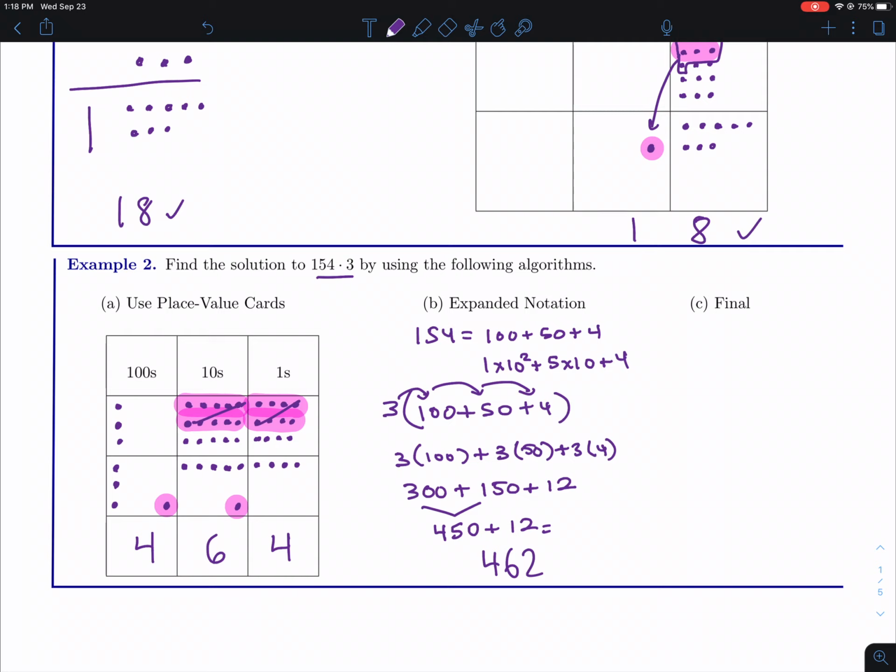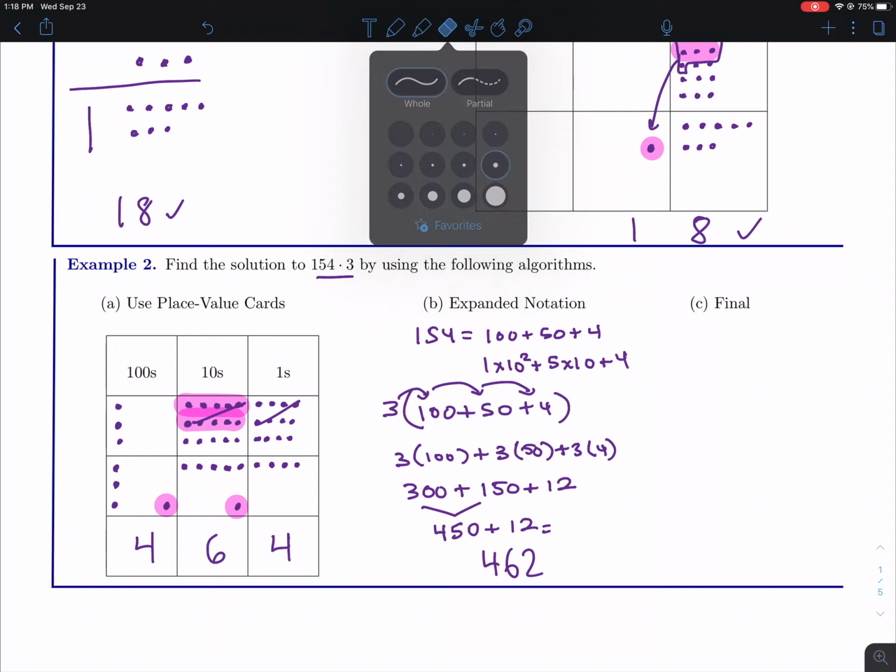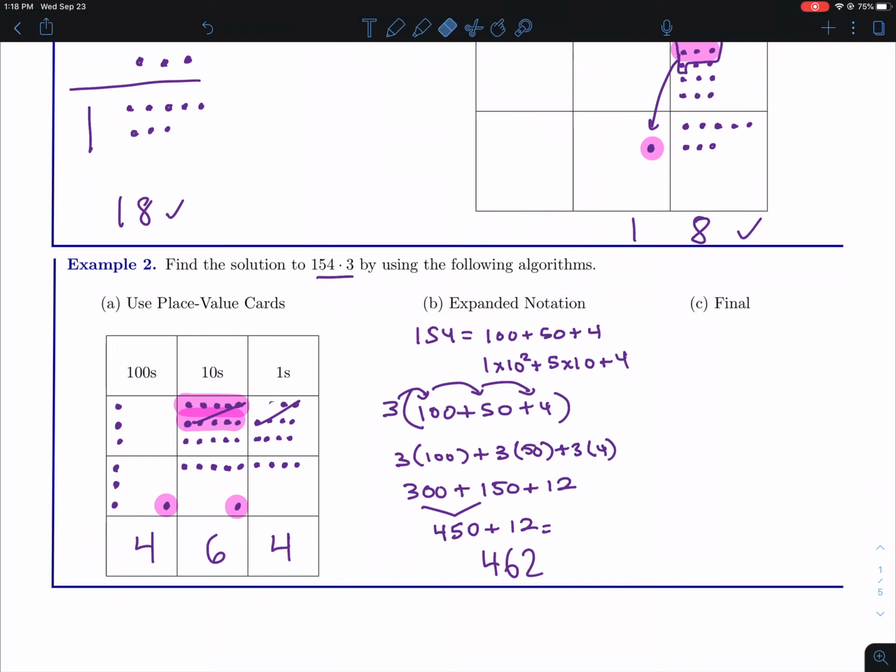So where did I mess up on the last problem? Let me see. 1, 2, 3, 4, 5, 6, 7, 8, 9, 10, 11, 12. I see what I did on the last problem. Hopefully somebody would have caught this in class. Let me erase this. I wrote these in chunks of 4 instead of chunks of 5. That was silly. Hold on. Sorry.